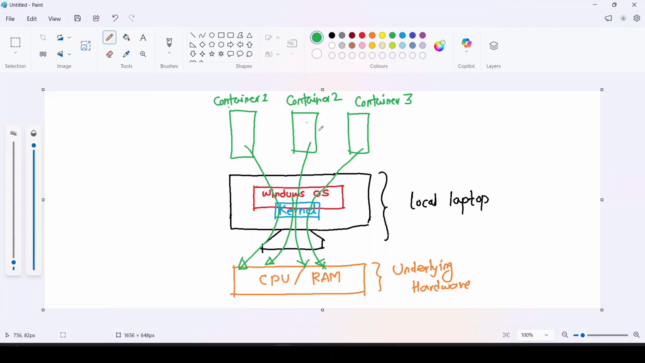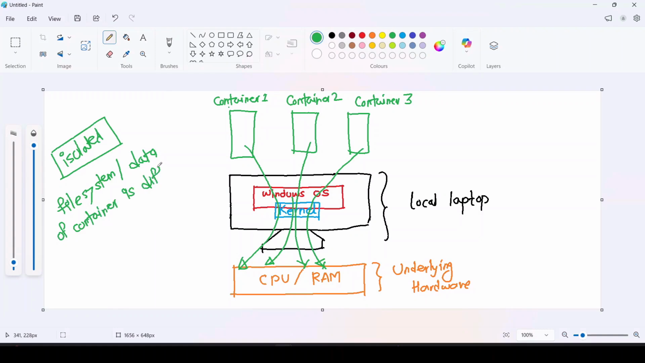But these three containers are isolated from each other. So what I mean is, the file system or data of this container is different from this container and different from these containers. So the file system or data of a container is different from other containers.